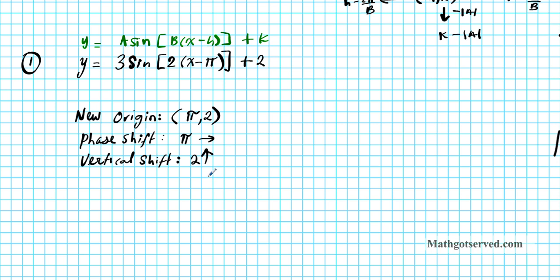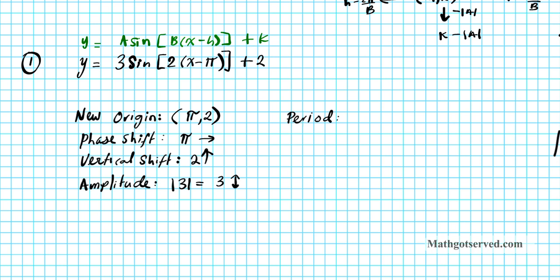The amplitude is going to be the absolute value of a. We can see that a is 3 here, so the absolute value of 3 is simply 3, and that's going to be 3 units up and down from the new origin. Next thing we need to find is the period.